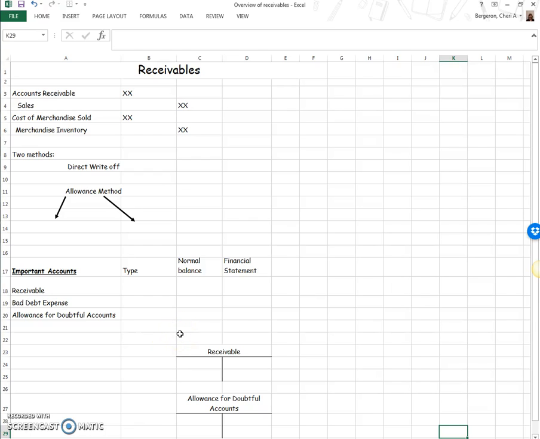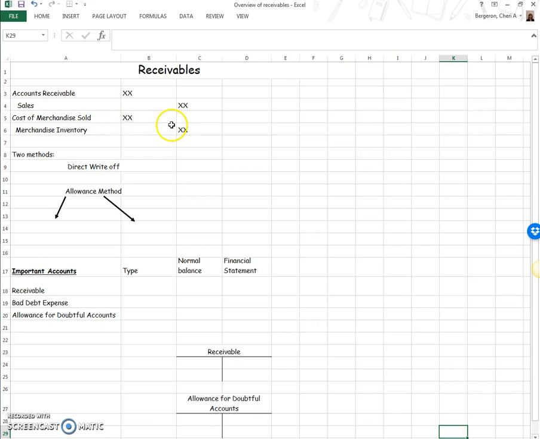Okay, where do we go from here? A couple chapters ago we learned to account for the sale of merchandise using a perpetual inventory system. When we did that, we accounted for the sale by debiting accounts receivable and crediting sales for the sales price, and then we accounted for the movement of inventory because we use perpetual inventory by debiting cost of merchandise sold and crediting merchandise inventory.